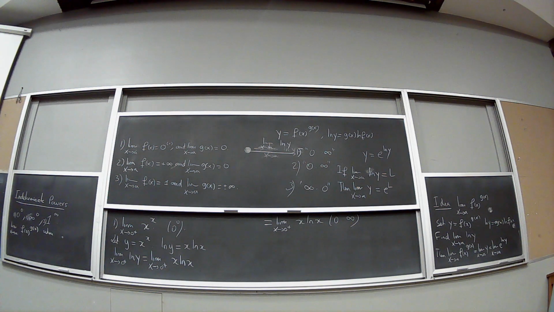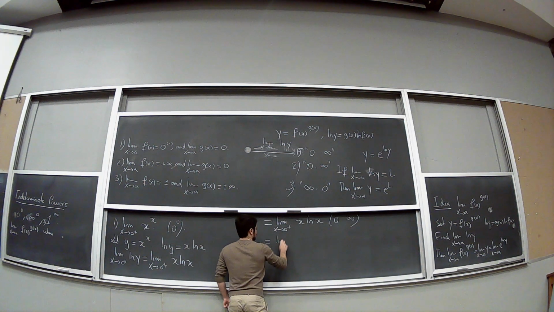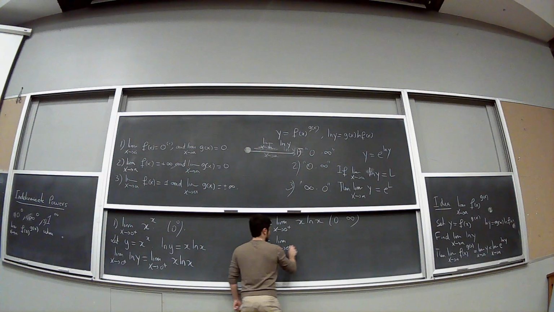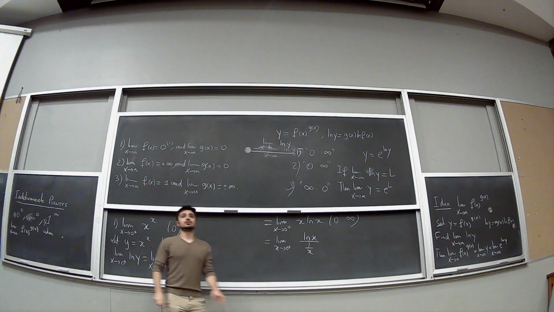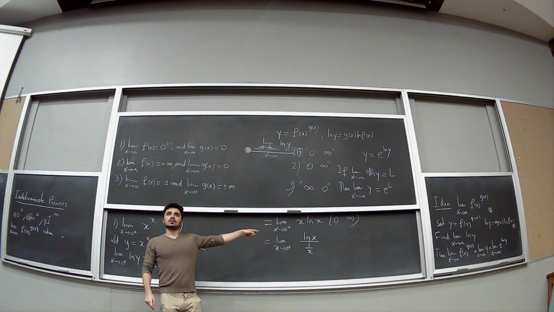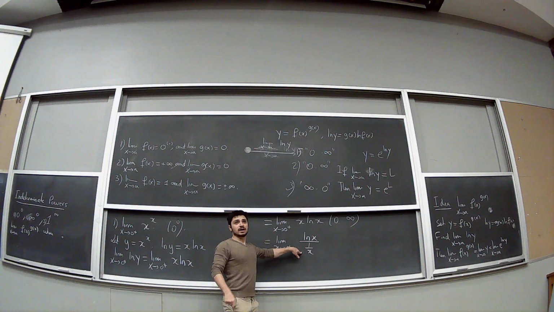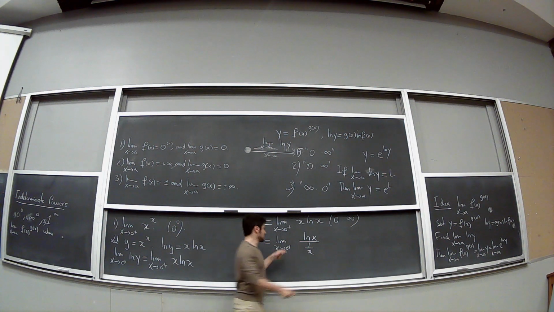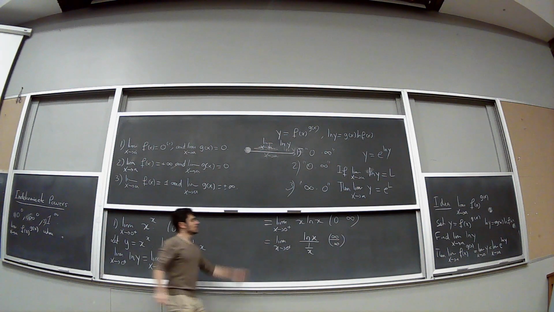Someone else? No? Okay. Yeah? Exactly. So maybe I can write this as the limit as x goes to 0 plus of ln x over 1 over x. So far so good. Let me plug in. Ln x goes to minus infinity. 1 over x goes to plus infinity as x goes to 0 plus. So I do have an infinity over infinity. What can I apply now?